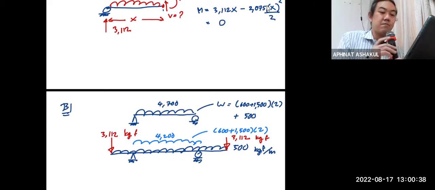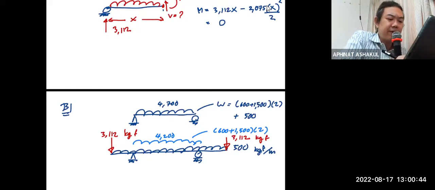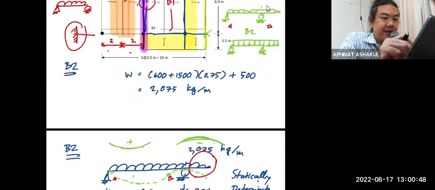Okay, so we have that, and I think it's 4 meters. Really? Let's check. Not sure. 6 and 1.5.